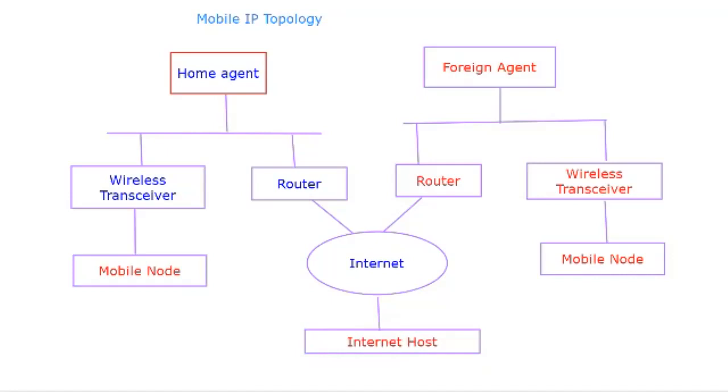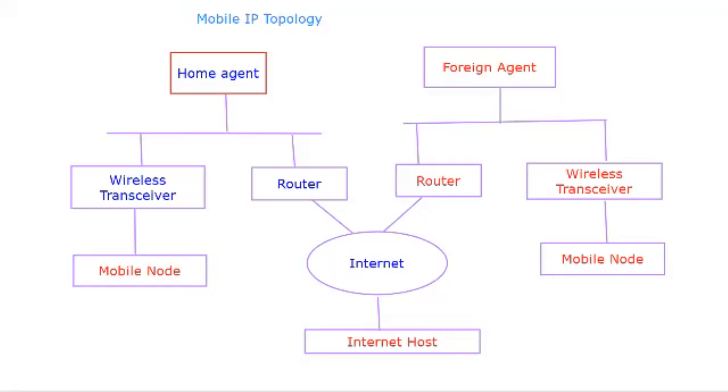Now we will discuss mobile IP's functional entities. In this diagram, you can find the mobile node, home agent, and foreign agent. What is a mobile node? We can define it as a host or router that changes its point of attachment from one network to another network. This is the definition of mobile node.